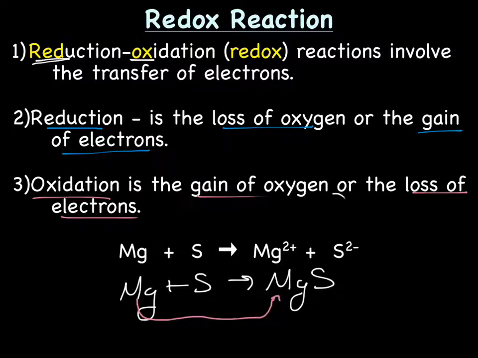So magnesium has been oxidized, and sulfur is going to gain 2 electrons to become a 2-. So sulfur has just been reduced. Okay, so that's the real basic idea of a redox. We're going to spend a lot more time on this.